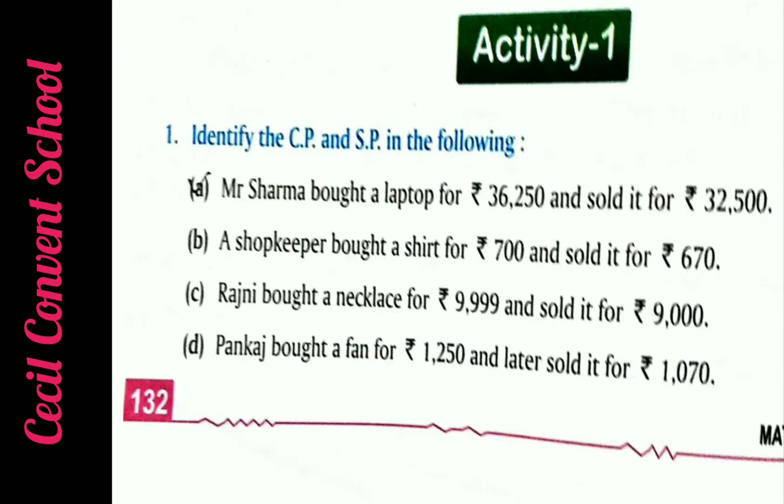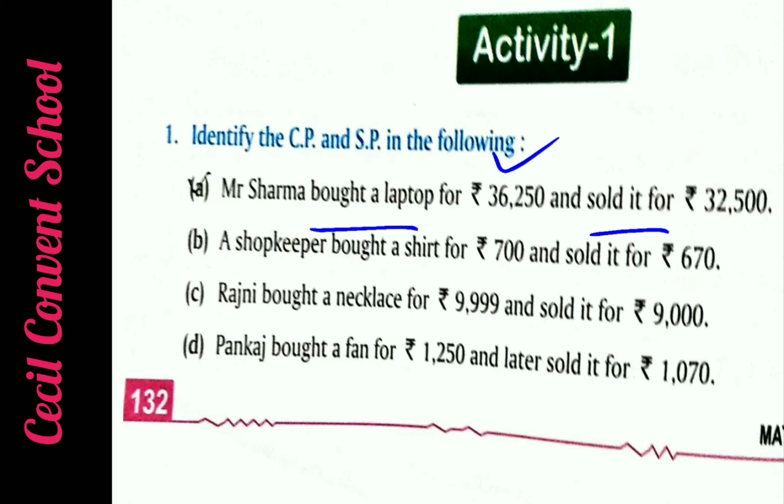Question number 1. See. Question number 1 is: identify the CP and SP in the following. Mr. Sharma bought a laptop for rupees 36,250 and sold it for rupees 32,500. Bought means CP. CP means cost price of a laptop, and sold means selling price of a laptop. Clear? From these two you can understand which is the bigger one. Bought one means cost price is big. It means that we get a loss.